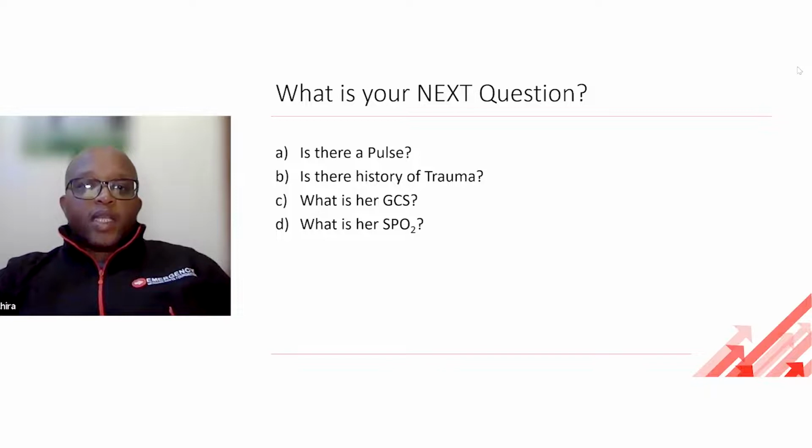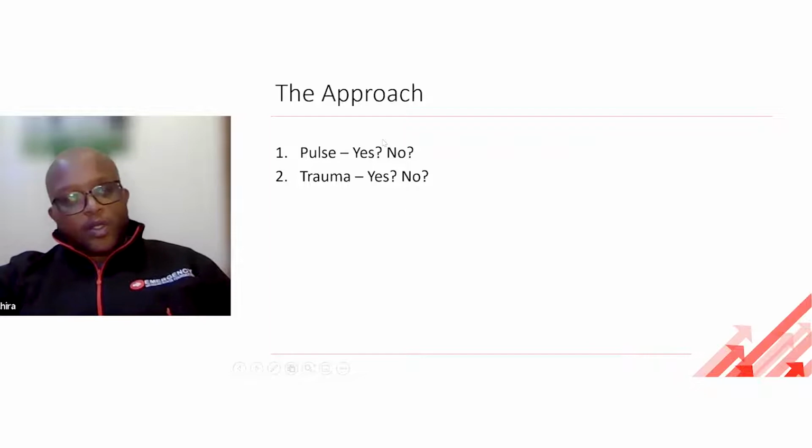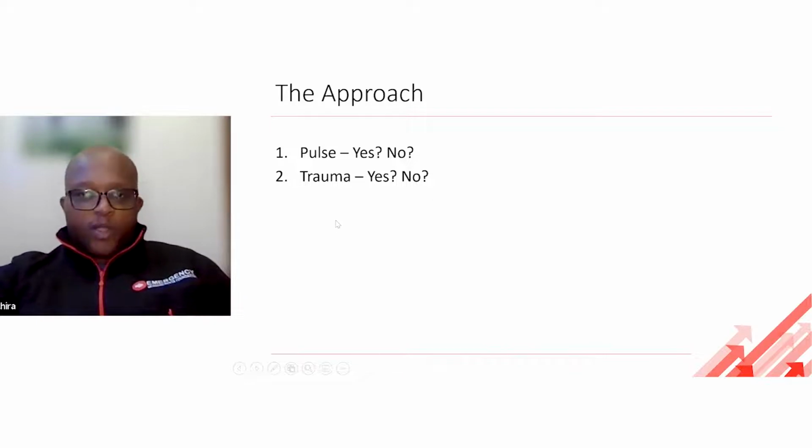And as I said, as you go down your ABCs, then you actually look and see what your priority areas are. So our first question was, is there a pulse? Yes or no? In this particular patient, there was a pulse. Was there trauma involved? In this particular patient, there is no trauma. Just remember this patient because she's going to come back in our discussions.